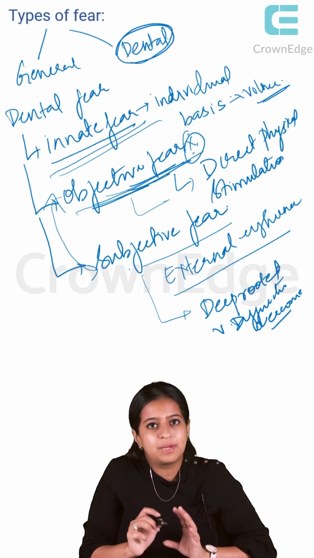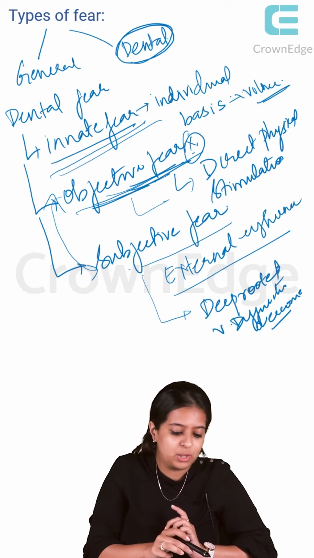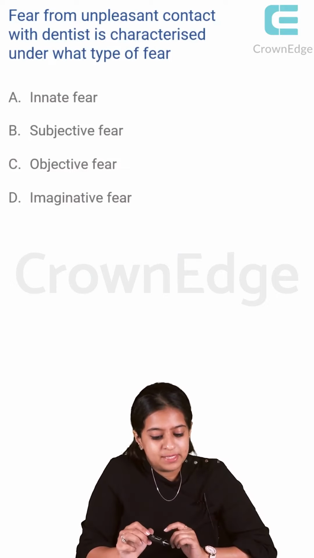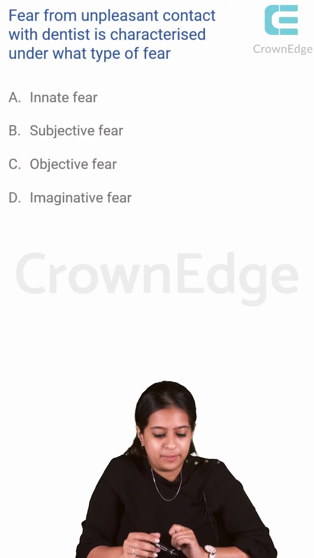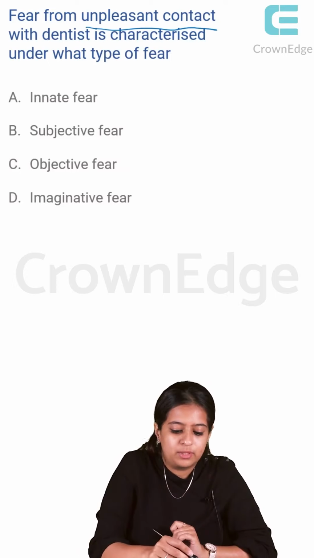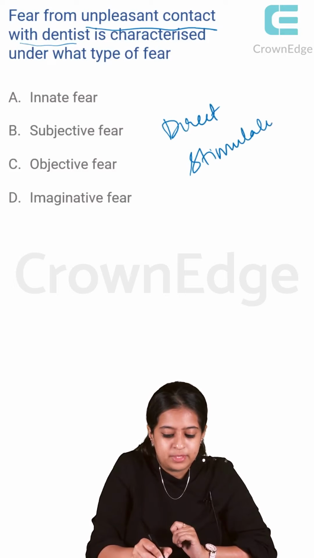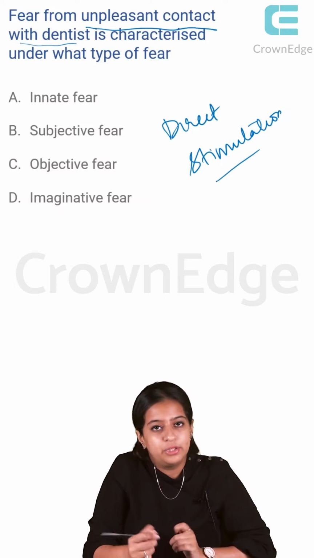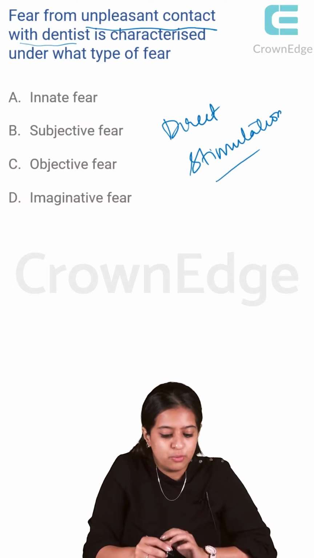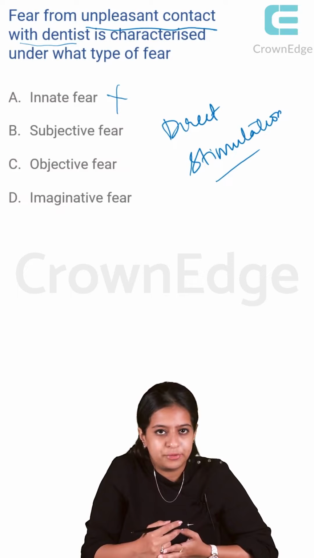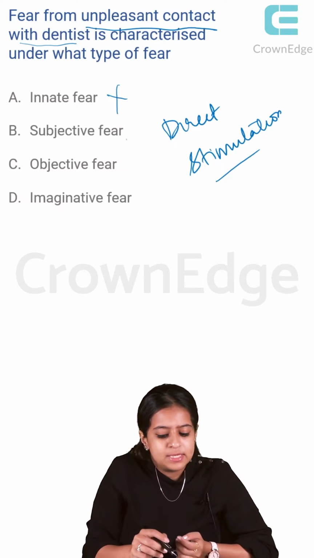Okay, keep these three points in mind, and let's go back to the question and see what answer we can give. Fear from an unpleasant contact with a dentist is characterized as innate fear, subjective fear, objective fear, or imaginative fear. There is an unpleasant contact with a dentist, so there is direct stimulation, right? The child has gone to a previous dentist and had an unpleasant contact. Is it an innate fear? No, this is not on an individual basis. It's not from birth. Is it a subjective fear? This is more of a direct stimulation.